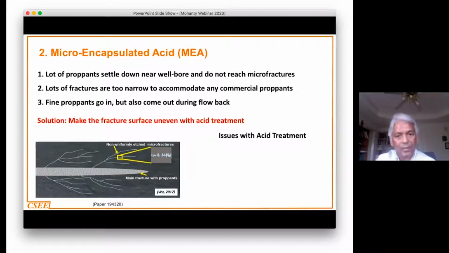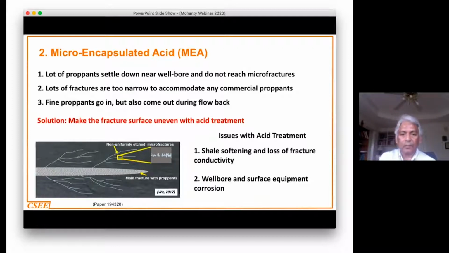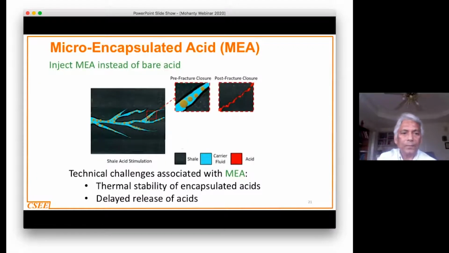Okay? And people do acid treatment, but oftentimes if you just use a bare acid, that leads to shale softening in some shales with a lot of calcite content and loss of fracture conductivity. There is also some issues with corrosion. So to overcome that, what we want to do is encapsulate that acid in some kind of package. Okay? So we make some droplets of these acids coated by nanoparticles.